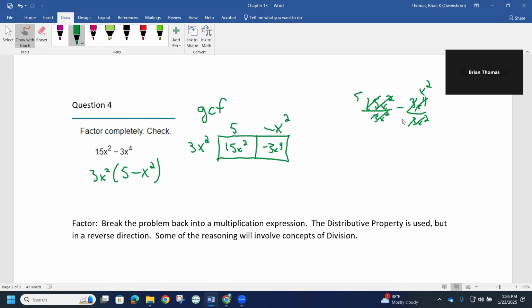So this, for me, is kind of messy. I like to think in terms of multiplication as opposed to division. So again, that's kind of how division works for me: I really think of division backwards and use multiplication.